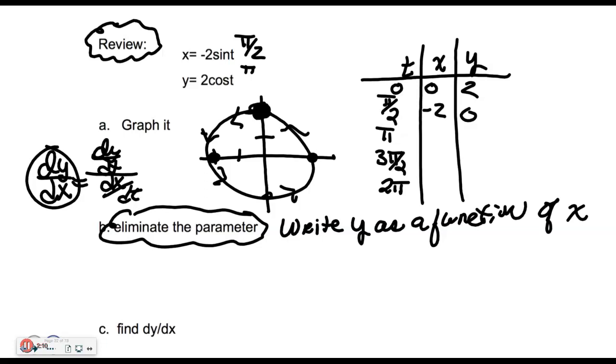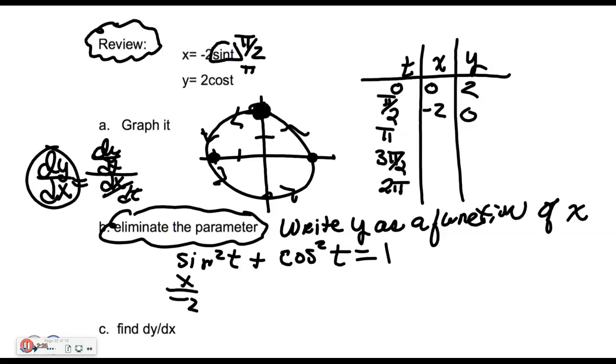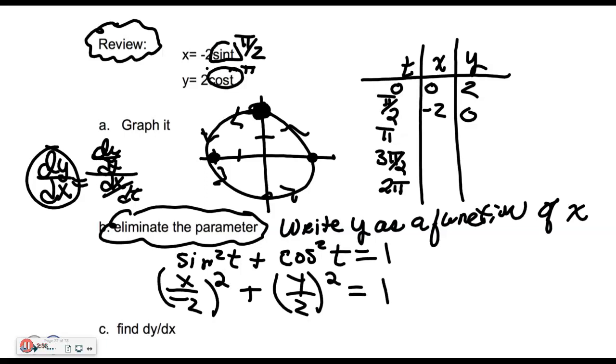So in this kind, to eliminate the parameter, I told you to use the fact that sine squared plus cosine squared equals 1. I am going to write a lot of this out. Solve this for sine, which would be x over -2. Solve this for cosine, which would be y over 2. You add and you square them, and you set it equal to 1, and then you get it in the standard form of a circle. So the denominator is actually a 4. You should have written x squared plus y squared equals 4.